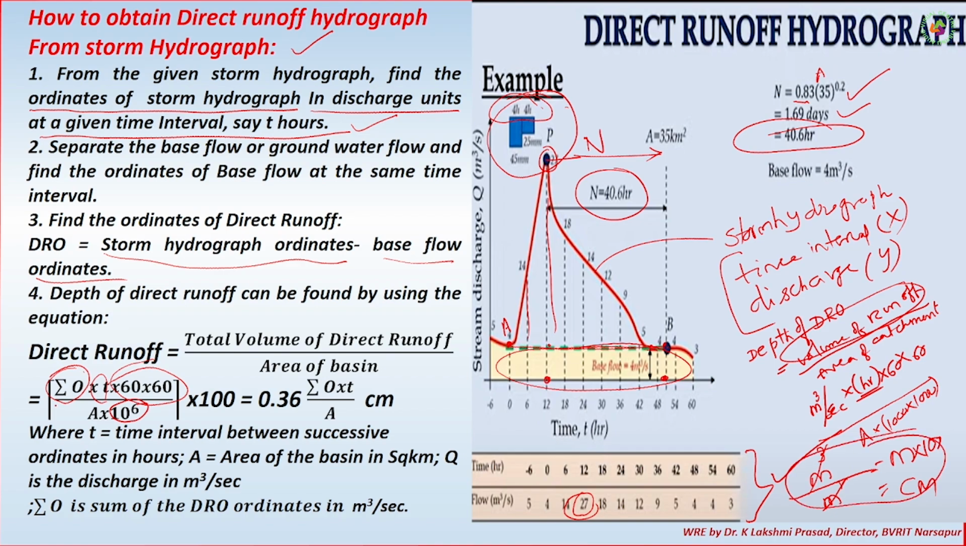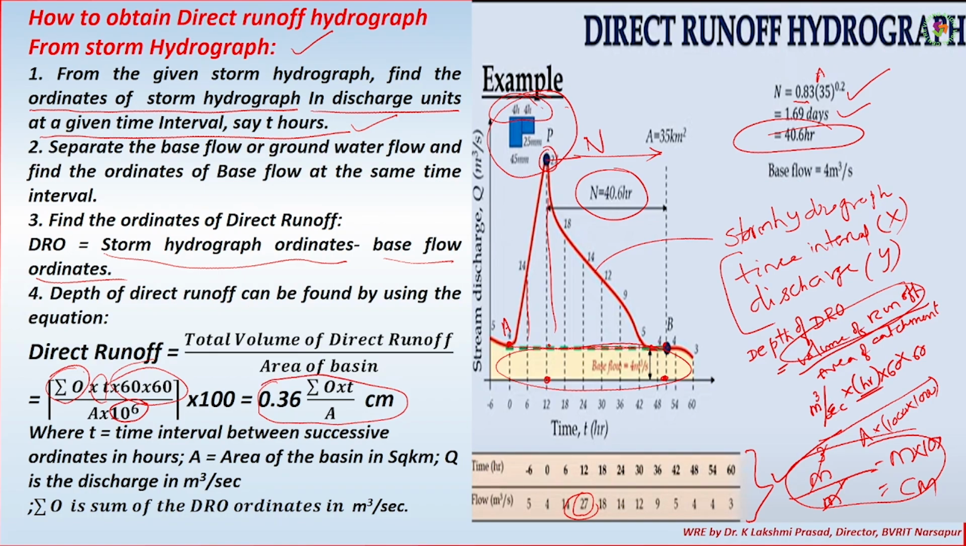So sigma O is the sum of the direct runoff ordinates, into T, the time interval, into 60 to convert from hours to seconds. A is the area of the catchment, and 10 to the power of 6 converts kilometer square to meter square. Then the whole unit comes out in meters, and I am converting it into centimeters. So this is the answer.